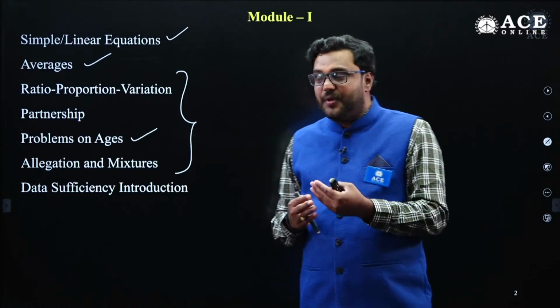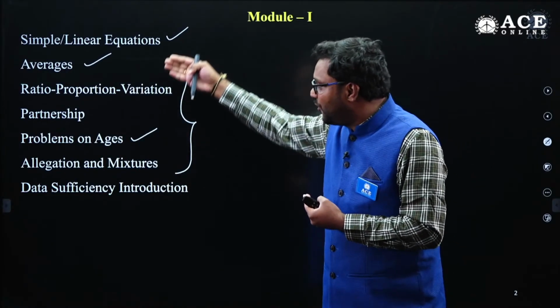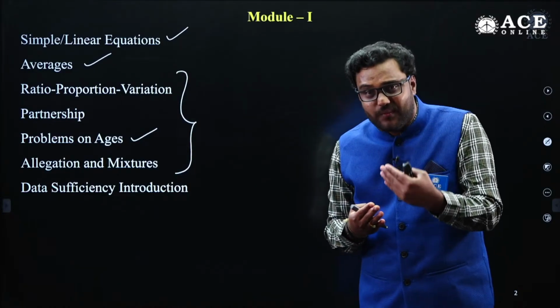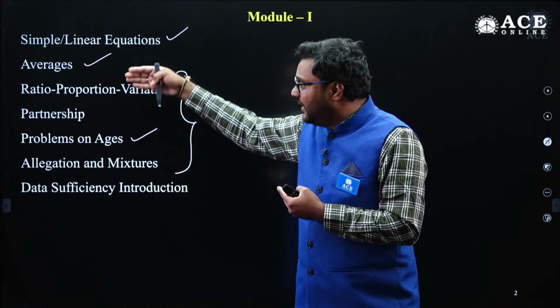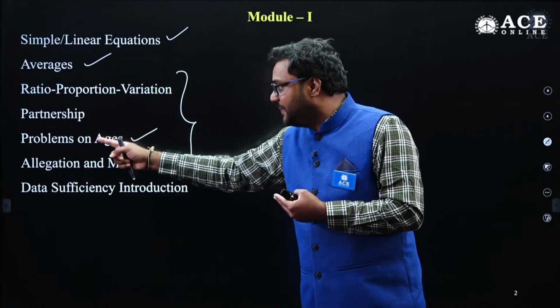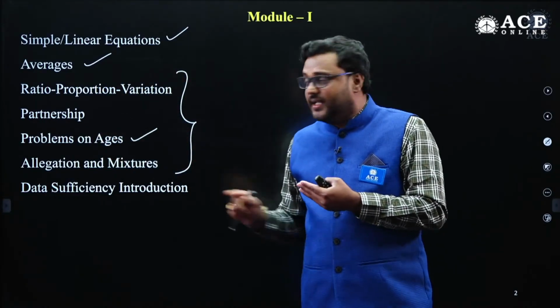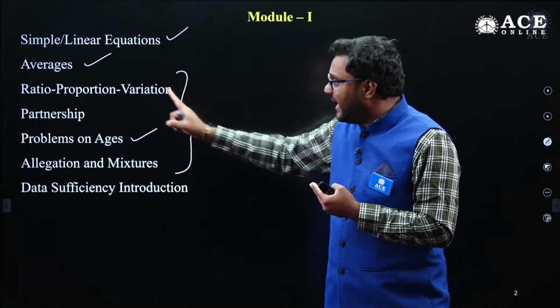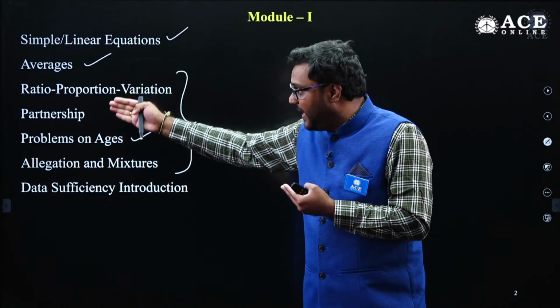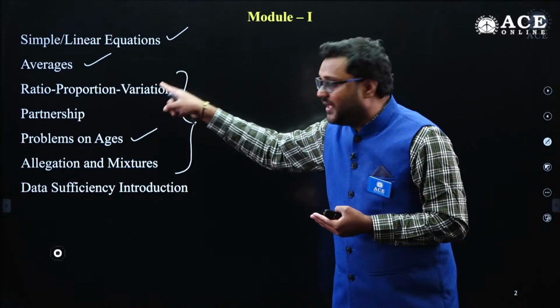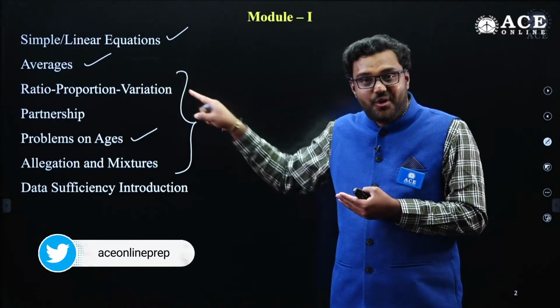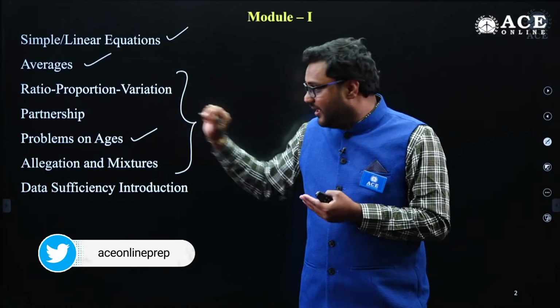So you have to prepare in this module in this proper order, my dear friends. First start with linear equations, followed by averages, then ratio, proportion, variation, partnership, problems on ages, allegation, mixture. These 4 are interconnected. Just start with ratios, then go for partnership. And in ratio, proportion, variations also, you are going to learn direct variation, inverse variation, joint variation.